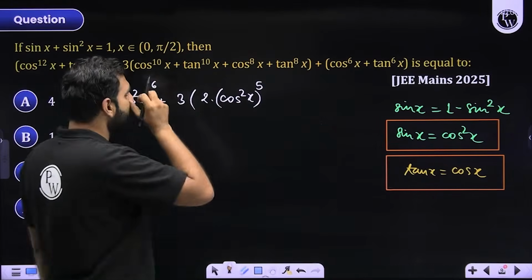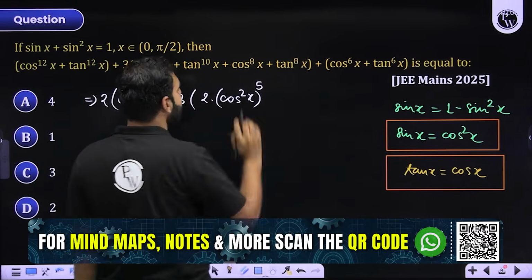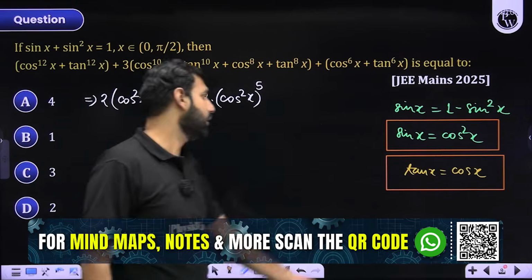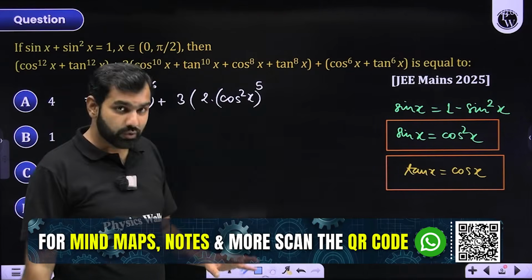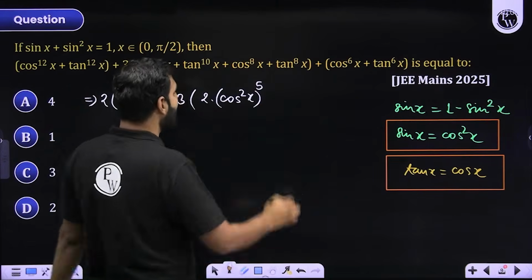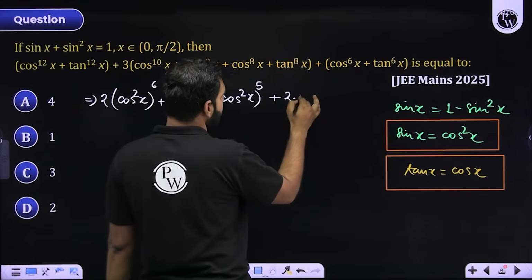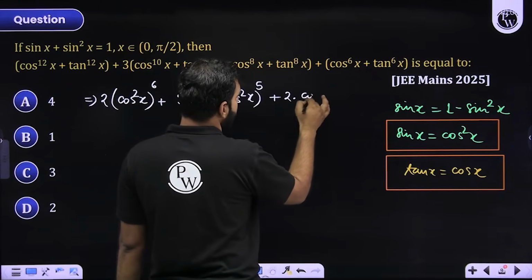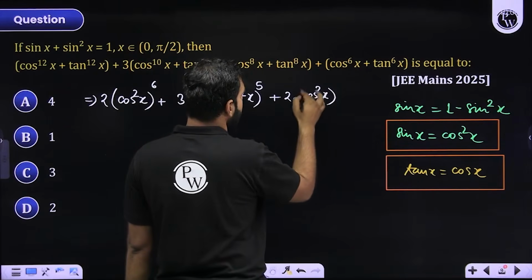In the same manner, do you not think cos x to the power 8 plus tan x to the power 8? Again, we know cos x and tan x are same as per this question. So it will be 2 times cos x to the power 8, which I can write as 2 times cos square x whole raised to the power 4.